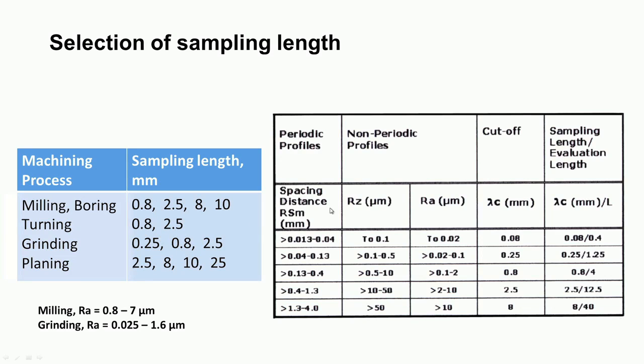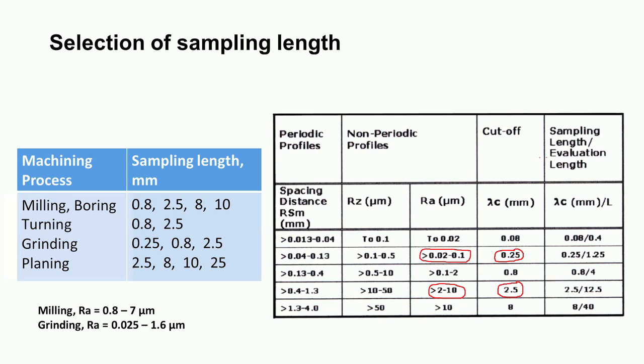Or if we know roughly what the surface finish obtained is, then also we can select the cutoff length. For example, if we know that the surface roughness on the surface in question is between 0.02 and 0.1, then we can select a finer cutoff length of 0.25 millimeter. Or if the surface finish is in the range of 2 to 10 micrometer, then we can go for a cutoff length of 2.5 millimeter. So, by knowing the approximate roughness value, we can select the cutoff length, or by knowing the process also, we can select the appropriate cutoff length.